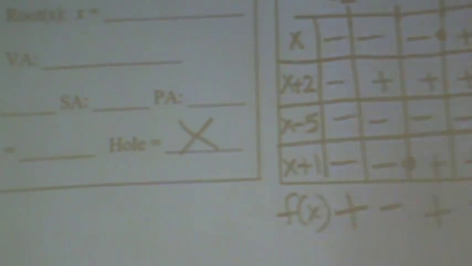Where are the roots? We have 2 roots at 0 and -2. So here's my graph, at 0 and at -2. Those are your roots. Our vertical asymptotes are x equals 5 and x equals -1. 1, 2, 3, 4, 5, vertical line, and at -1.